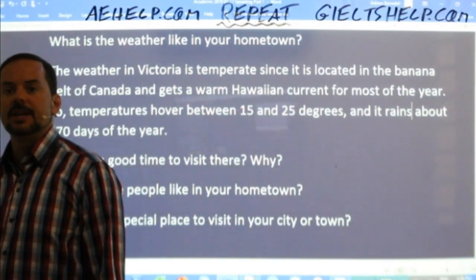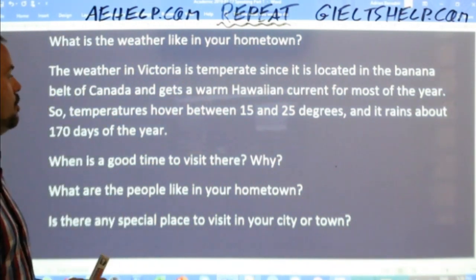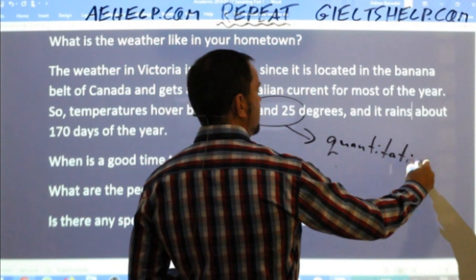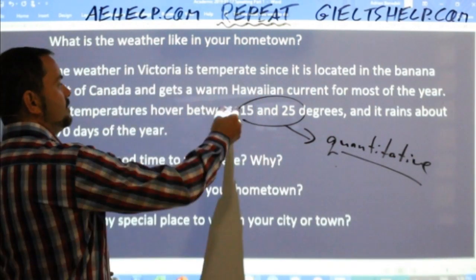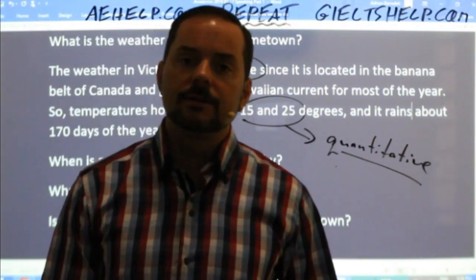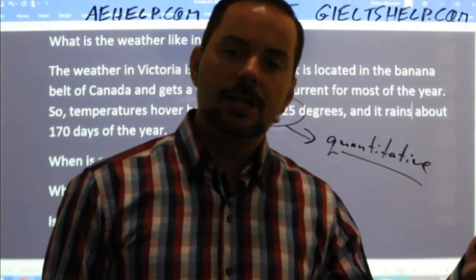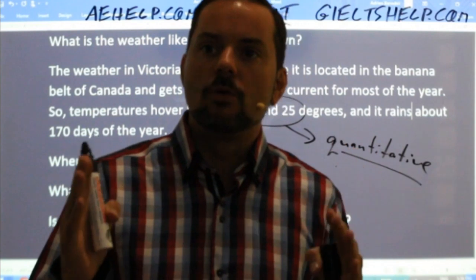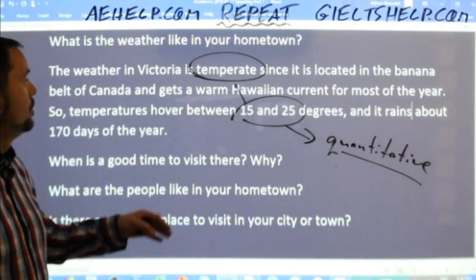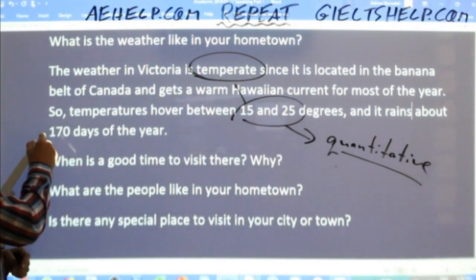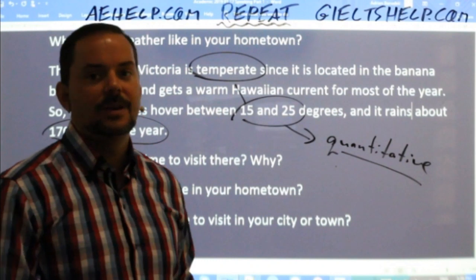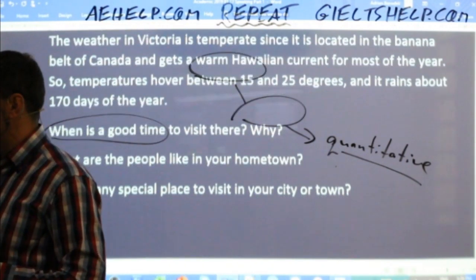All right, so again, quantitative language, remember it. Quantitative language gets you points, okay? So notice this 15 to 25 degrees, that's quantitative, okay? It means numbers. That explains this idea here, which is a temperate climate. Temperate climate, students, maybe it's new vocabulary for you. Temperate means that it doesn't get very hot, it doesn't get very cold. So the temperature is kind of stable for most of the year. Okay, so temperate explained by numbers. And then here I threw in a little bit more for the rain. It's a very rainy city, 170 days of the year it gets rain. Okay, all right. Next question.